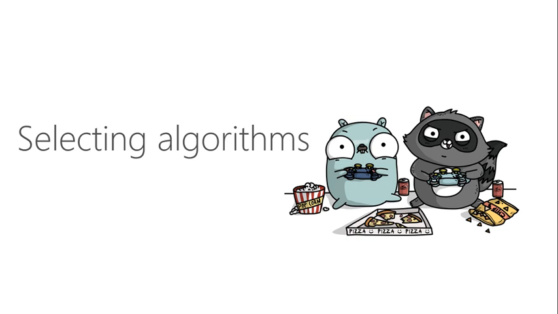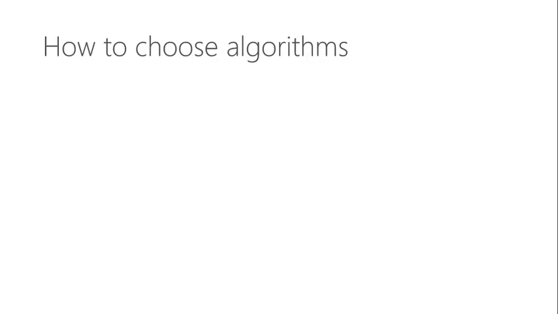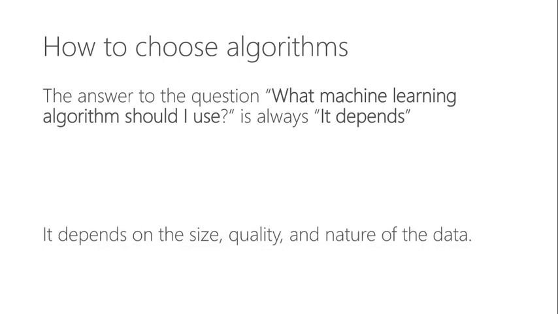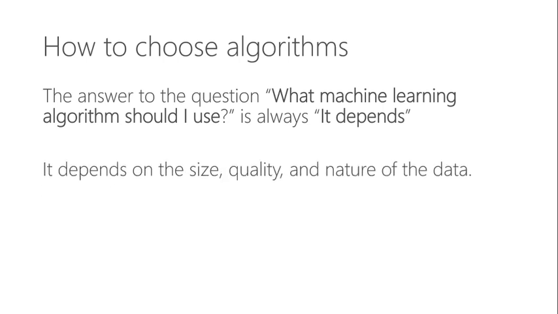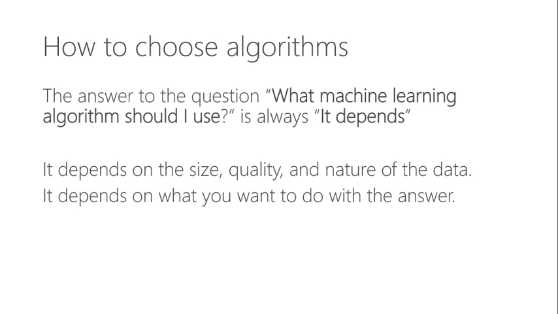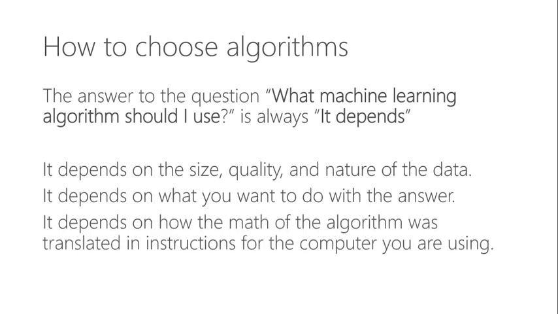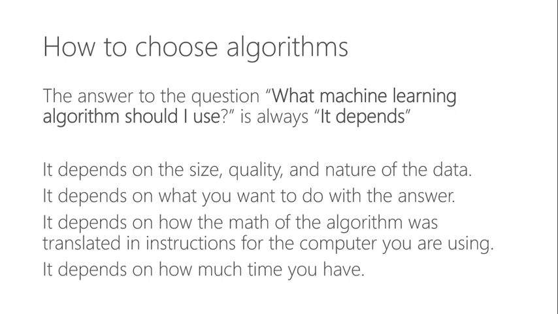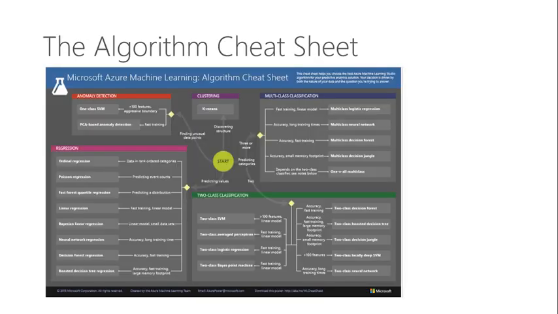For selecting algorithm, how to choose an algorithm? The answer is always, it depends. It depends on the size, quality, and nature of the data. It depends on what you want to do with the answer. It depends on how the math of the algorithm was translated into instructions for the computer you are using. It depends on how much time you have. You can refer to this algorithm cheat sheet from Microsoft.